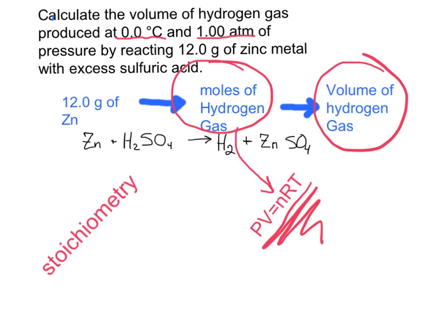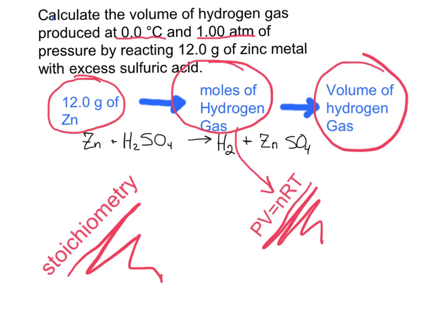How am I going to get moles of hydrogen gas? That's where I'm going to use the stoichiometry. In fact, I'm going to have to do the stoichiometry first because I'm going to take the 12 grams of zinc and, using my balanced chemical equation, turn that into moles of hydrogen, and then turn that into liters of hydrogen gas. That's what we're going to do. Let's do that in those two separate steps.